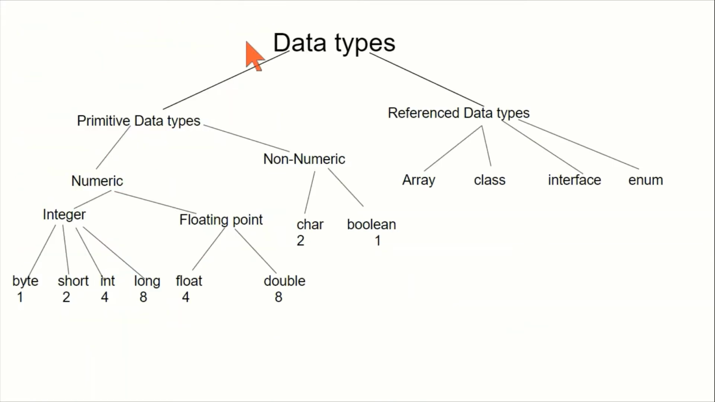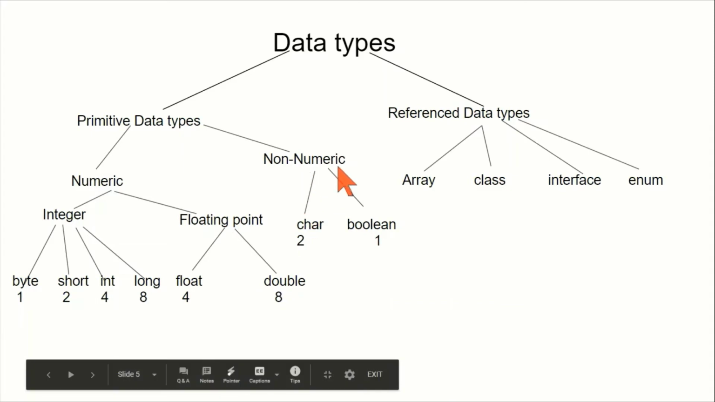Next, types of data types. There are two different types of data types: primitive data types and reference data types. Primitive data types are used to store a single value at a time. Reference data types are used to collect multiple values using primitive types. Primitive types are divided into two types: numeric and non-numeric. Numeric are further divided into integer and floating point. Integer are byte, short, int, long. Floating points are float, double. Non-numeric are character and boolean.